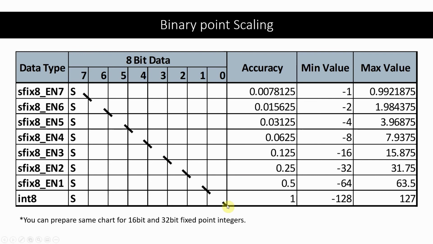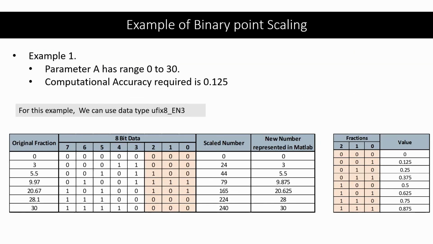As we have seen in case of unsigned integer, the same way we can divide this 8-bit data into fixed part as well as fraction part. Let's take an example. We have a parameter a which has a range of 0 to 30 and it requires computational accuracy of 0.125. For this example, we can use data type of UFIX8_EN3. That means last 3 bits represent the fractional part and other bits represent the fixed part.